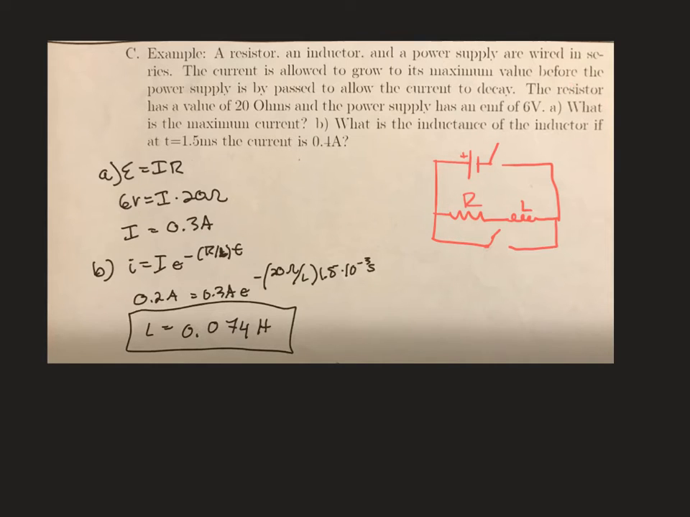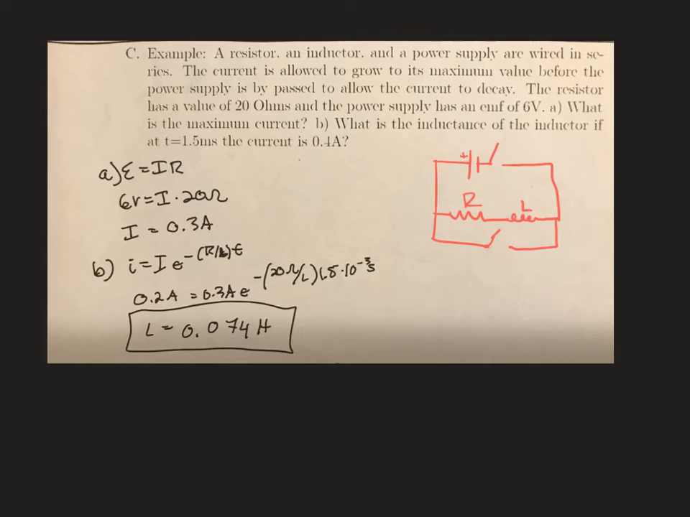And we're given the resistance of the resistor, the voltage of our power supply, and we want to know what the maximum current is. So we learned that the maximum current can essentially be found using Ohm's law. So I've solved here for the maximum current using the provided EMF and resistance.